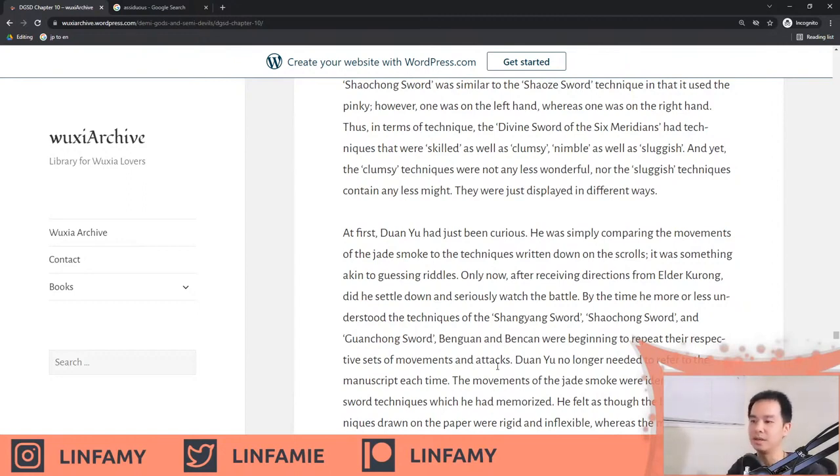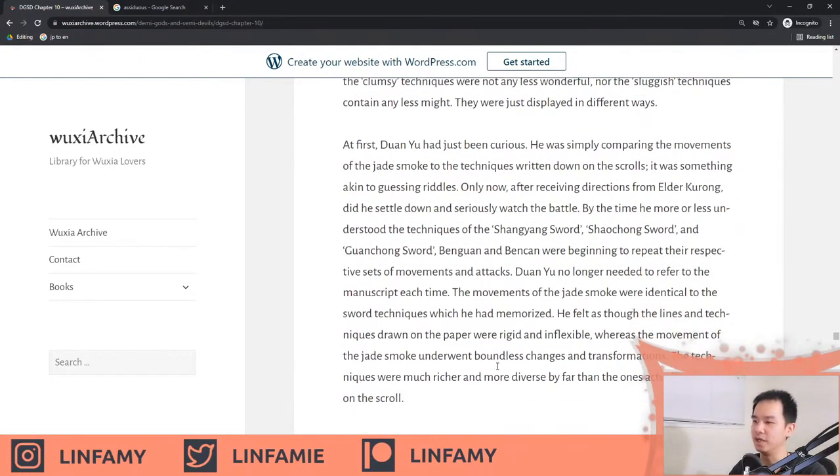By the time he more or less understood the techniques of the Shanyang sword, Shaochong sword, and Guanchong sword, Bun Guan and Bun Tan were beginning to repeat their respective sets of movements and attacks. Duan Yu no longer needed to refer to the manuscript each time. The movements of the jade smoke were identical to the sword techniques which he had memorized. He felt as though the lines and techniques drawn on the paper were rigid and inflexible, whereas the movement of the jade smoke underwent boundless changes and transformations. The techniques were much richer and more diverse by far than the ones actually written on the scroll.